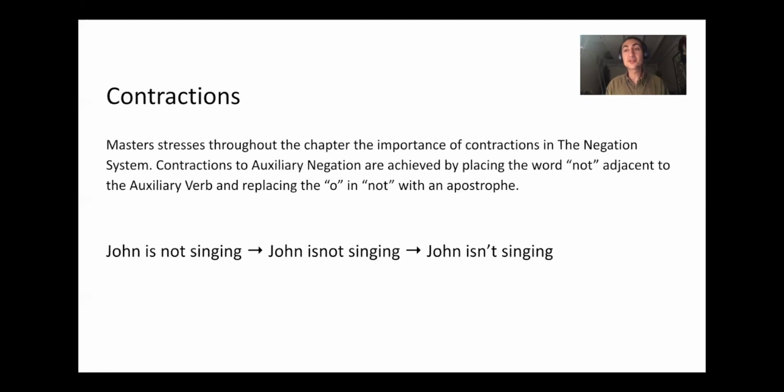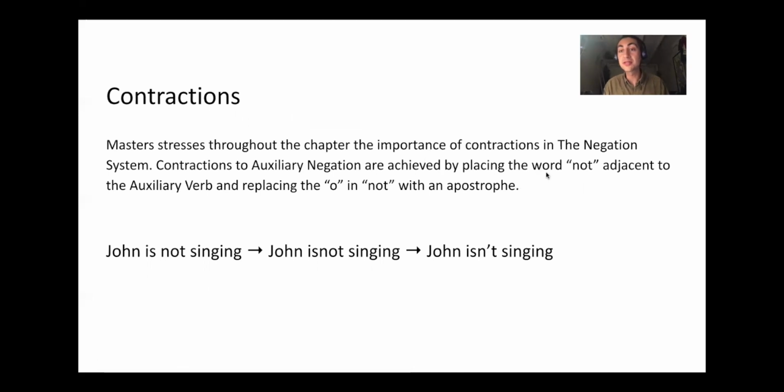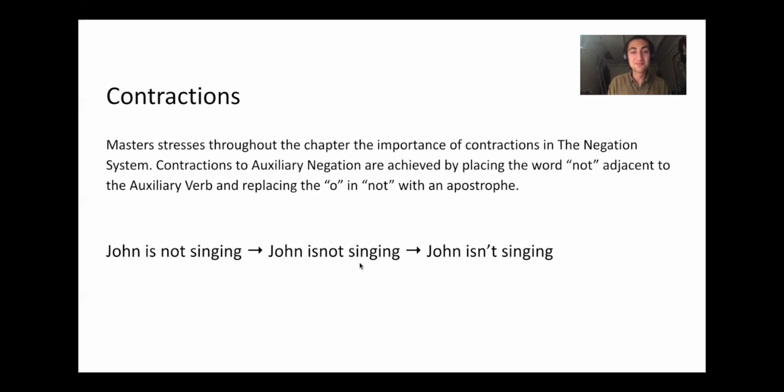Something that Masters is going to stress throughout this chapter, that you will see once you read it, is the importance of contractions within the negation system. Contractions to auxiliary negation are achieved by placing the word not adjacent to the auxiliary verb and replacing the O in not with an apostrophe. Right here we have John is not singing. We squish the is and the not together, and then we remove the O and replace it with an apostrophe: John isn't singing from John is not singing.